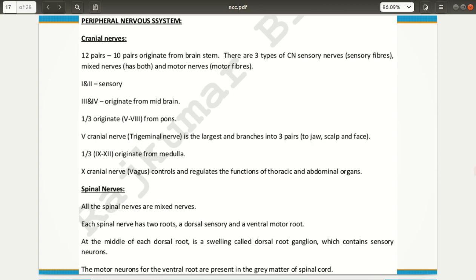Spinal nerves. All the spinal nerves are mixed nerves. Each spinal nerve has 2 roots, a dorsal sensory and a ventral motor root. At the middle of each dorsal root is a swelling called the dorsal root ganglion, which contains sensory neurons. The motor neurons for the ventral root are present in the gray matter of the spinal cord.